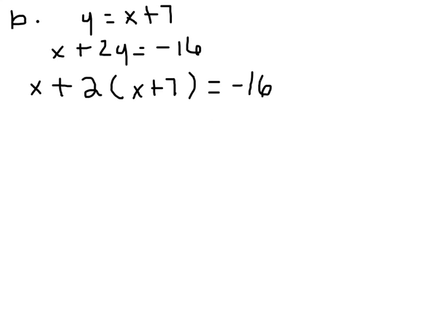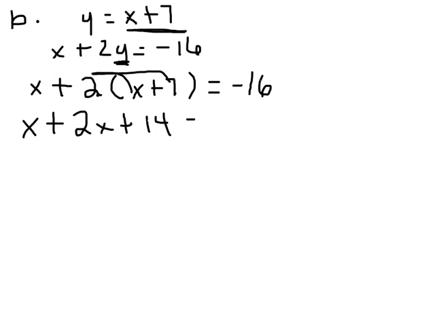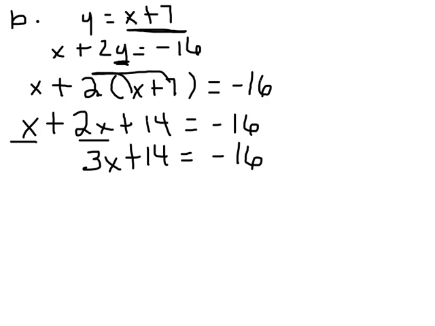Alright, in this one, we know that y is equal to x plus 7. So right here, we're going to substitute x plus 7 into our equation. So we have x plus 2 times y, or x plus 7, is equal to negative 16. So I'm going to bring down this x, and then I'm going to distribute this 2 over both. So plus 2x plus 2 times 7 is 14 equals negative 16. Add your like terms. 3x plus 14 equals negative 16.